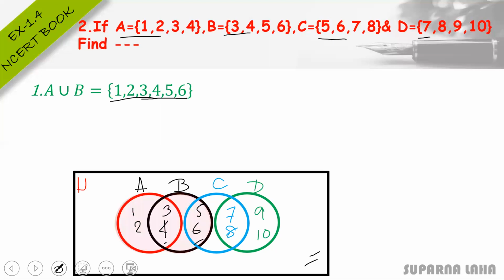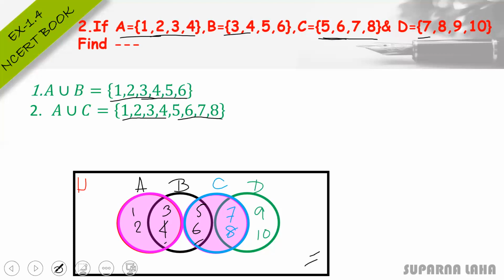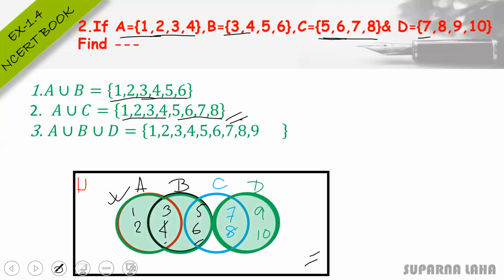So next one, A union C. Look at that, A is 1, 2, 3, 4 and then 5, 6, 7, 8. And its Venn diagram representation is the colored portion. And in this colored portion, look at the members 1, 2, 3, 4, 5, 6, 7, 8. This is already written here. Okay. So the next is A union B union D.